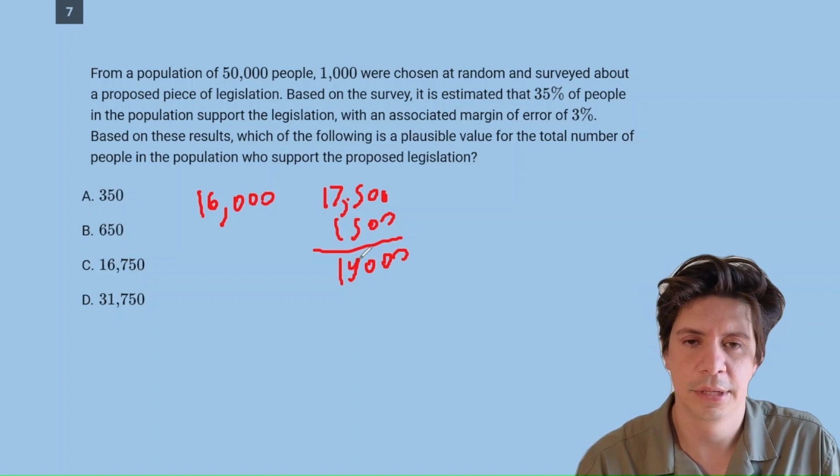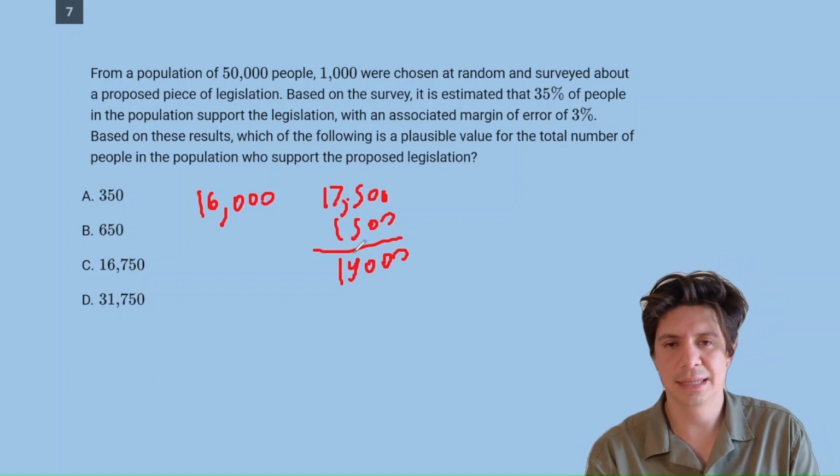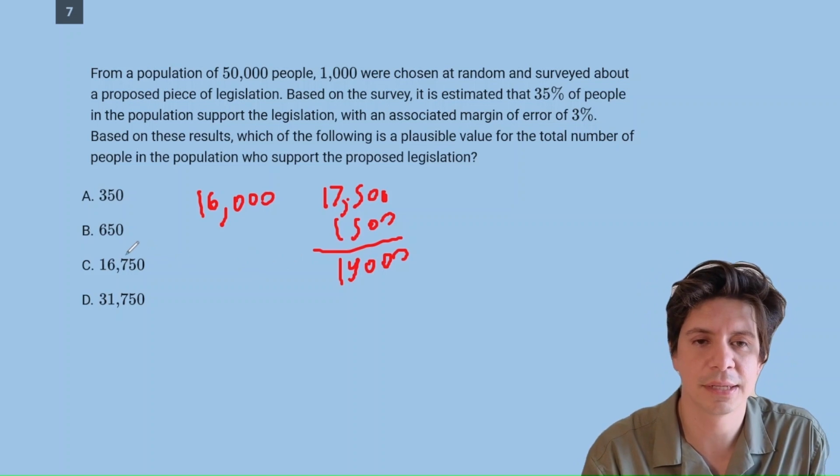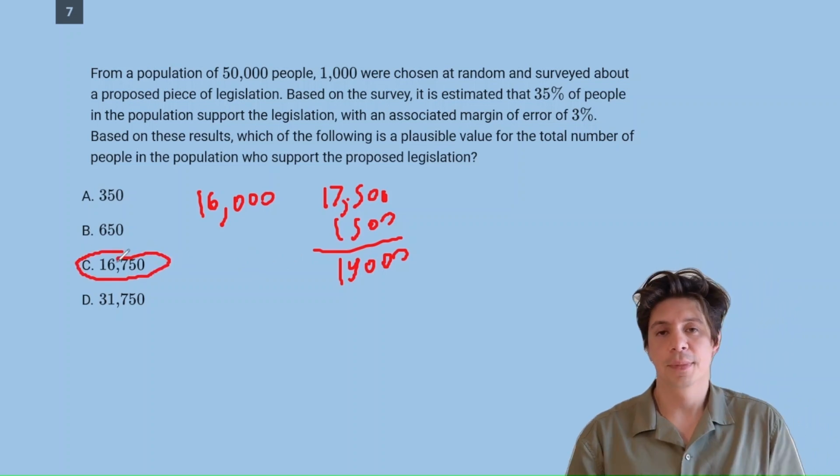Okay, so then we have that there. So it's going to be between 16,000 and 19,000. The only one that works is C. Okay, and there's other ways to do this one.